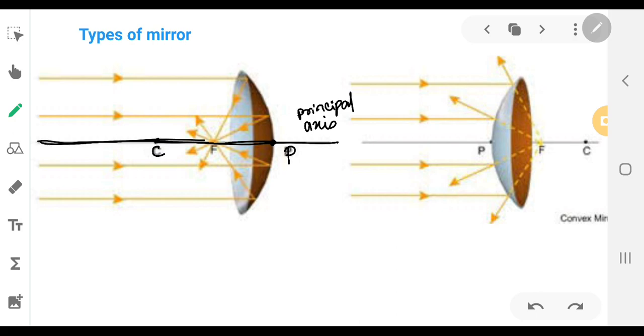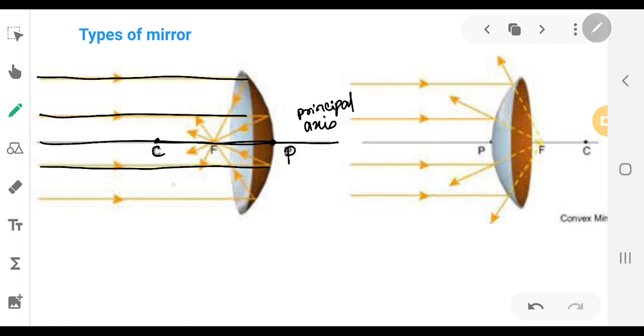So this line is the principal axis. Now we'll consider this spherical surface is coated outside so that its inner surface is available for the interaction of light, available for reflection of light. We'll consider the paraxial rays. Paraxial rays means rays parallel to the principal axis. So this is a ray which is parallel to the principal axis. This is another ray which is parallel to the principal axis. So these all are rays which are parallel to the principal axis. The arrow mark shows the direction of the light.